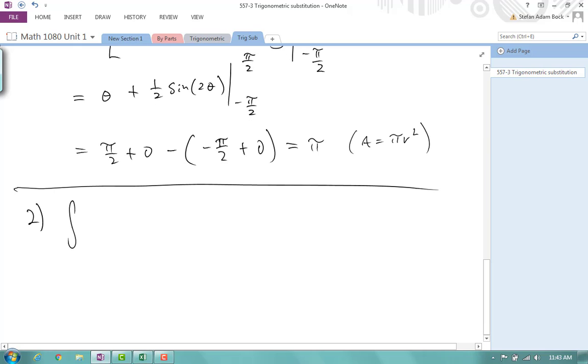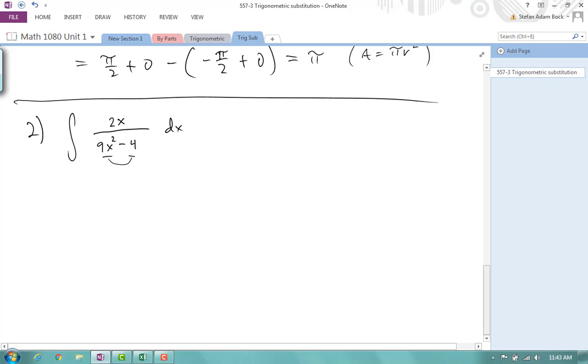And this works for pretty much any sum or difference of squares you could come across. If I wanted to do the integral of 2x over 9x squared minus 4 dx, then I would again notice here, right here, I have a difference of squares. They don't have to be perfect squares because any real number has a square root. So I'll draw my triangle.